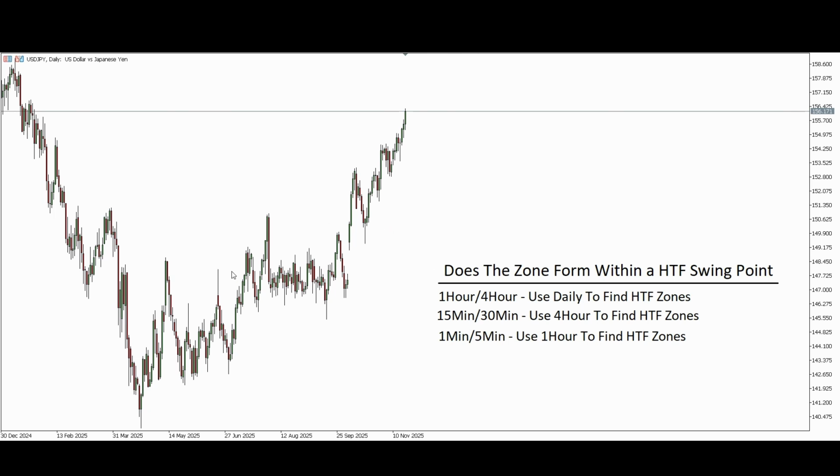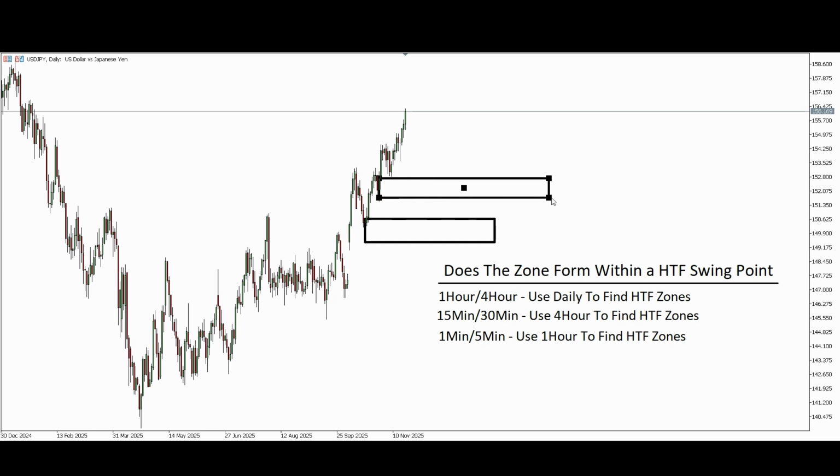The next step is to establish our higher time frame context. I'm on the daily chart for USD Japan, and I'm going to quickly mark up the key supply and demand zones that drove the major moves recently. These are swing points that show clear evidence of large institutional orders that came into the market and changed the balance of supply and demand for an extended period of time.